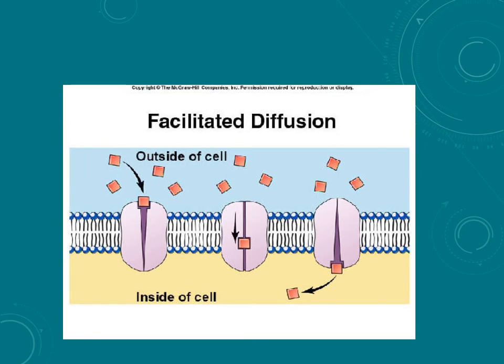Here's another example. You can see these solute particles here. They fit perfectly into that piece, and then they can slide through the channel and into the cell itself. This doesn't require energy because you can see there's a large concentration of particles on the outside. So they're moving by diffusion. They're just getting a little help, because otherwise these particles would bounce right off the cell membrane. They wouldn't fit in there.